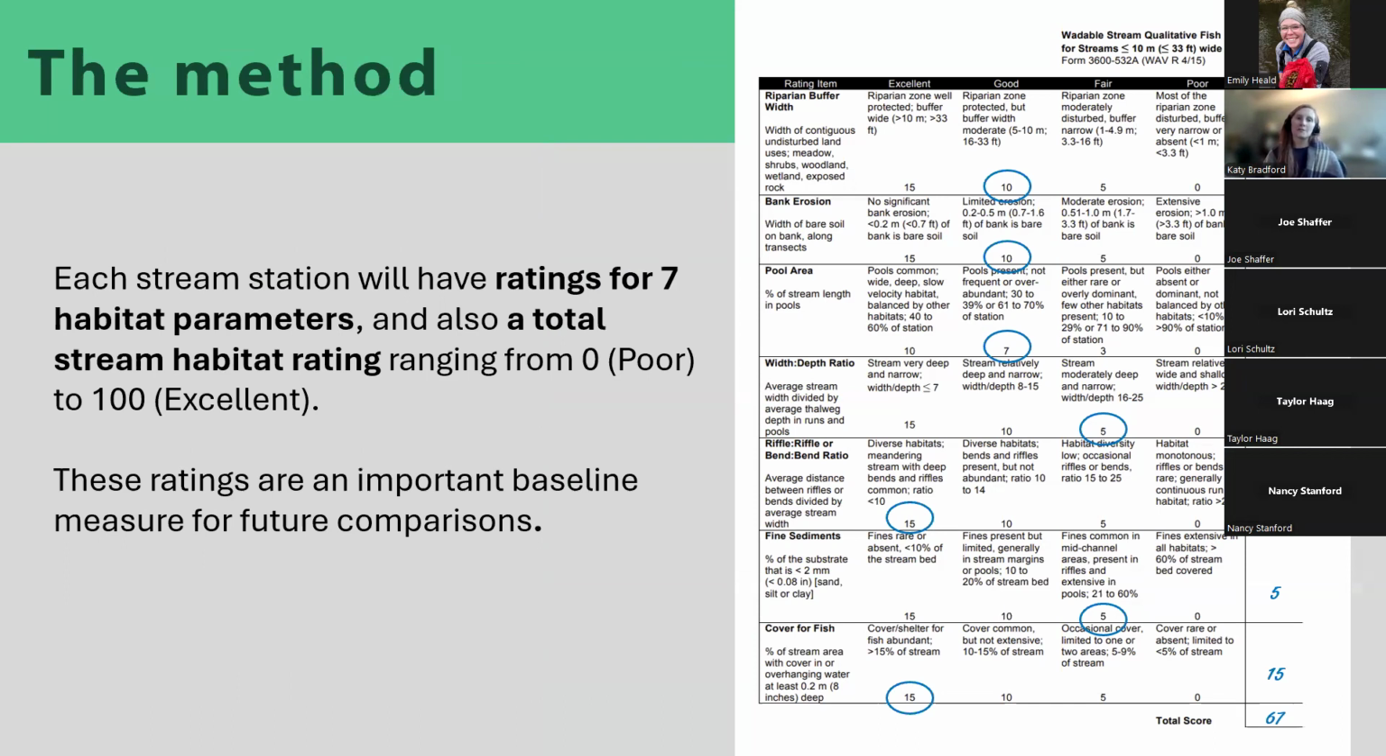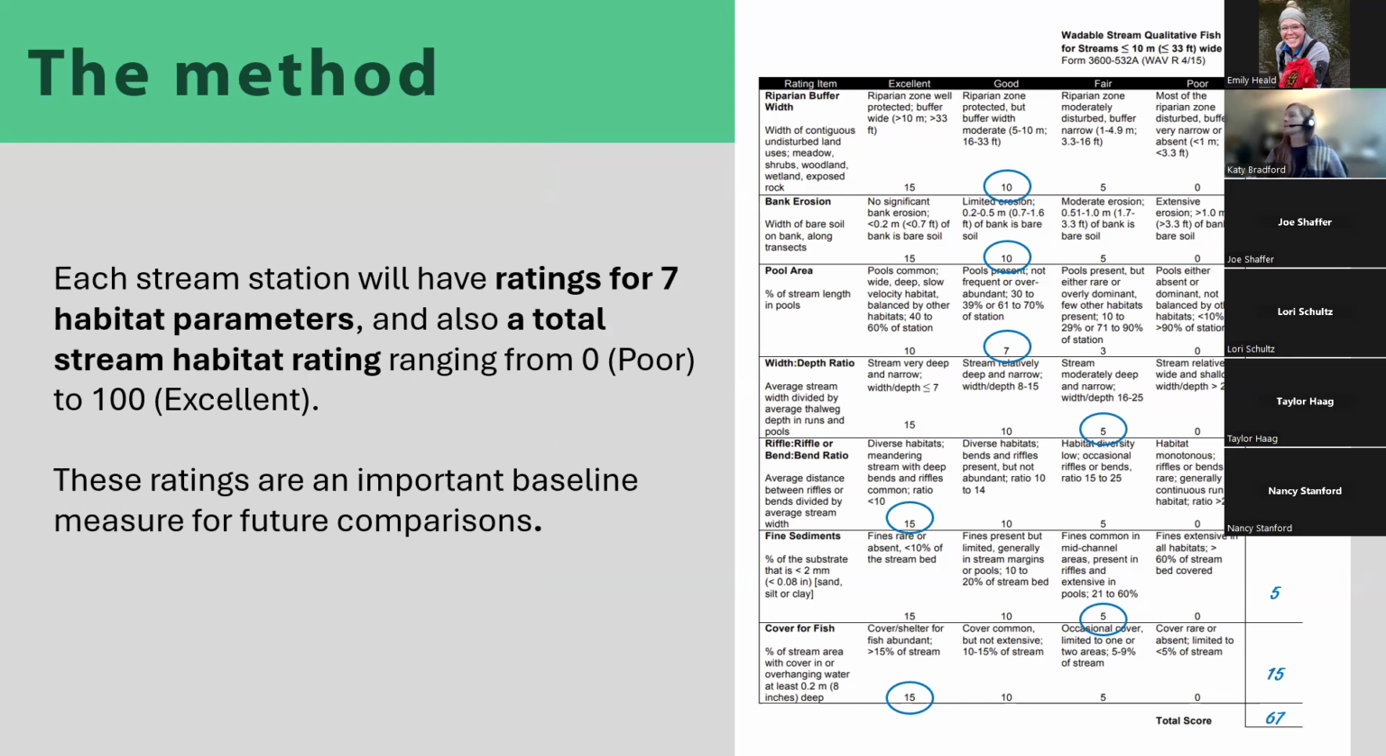So the method is based on the DNR's Wadable Stream Qualitative Fish Habitat Assessment for streams that are less than or equal to 33 feet wide. There is a version of this for streams wider than 33 feet, but since that protocol is completely different and our program focuses on wadable streams, this should only be done on streams 33 feet wide or narrower that are wadable. So it's not for every stream situation.